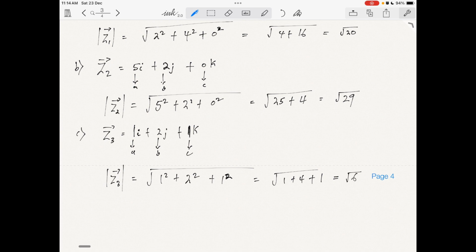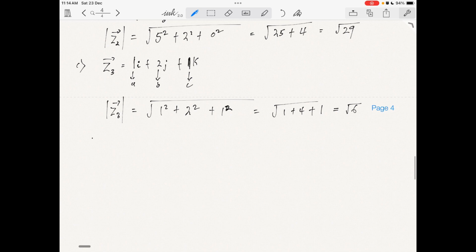Now, having been able to evaluate the modulus of a vector, we want to quickly look at what we call direction cosine. Now the direction of a vector in 3 dimensions is determined by the angles which the vector makes with the 3 axes of reference.